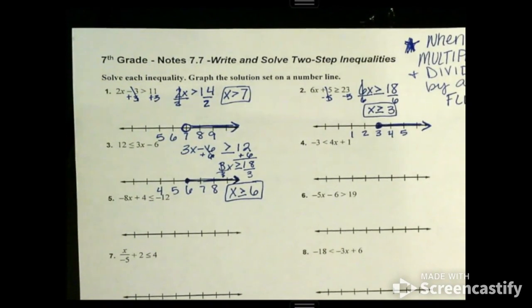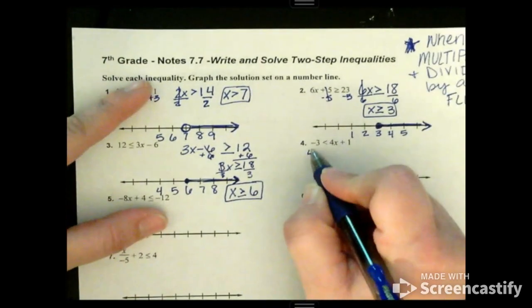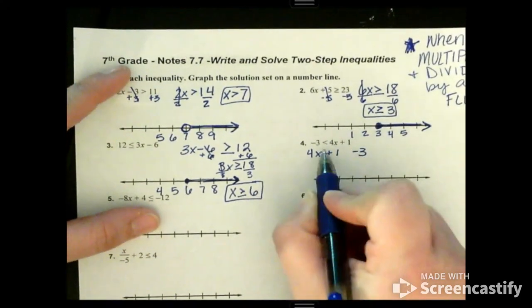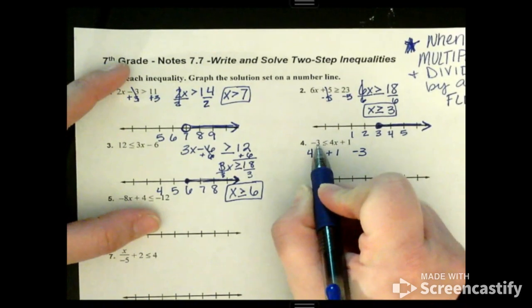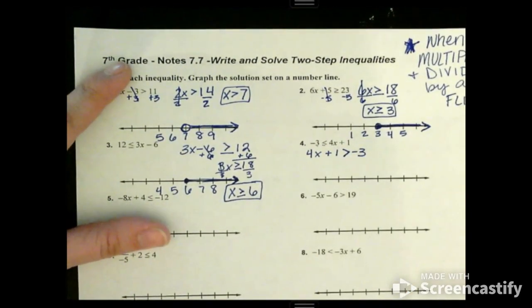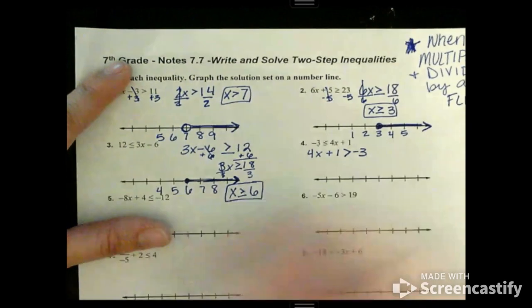Okay, what about number 4? We do the same thing. Okay, we want our x on which side? The left. So I'm going to rewrite it. 4x plus 1, and then I have negative 3. The point is pointing at the negative 3, so I have to keep it pointing at the negative 3. Okay. What's my first move? Minus 1.